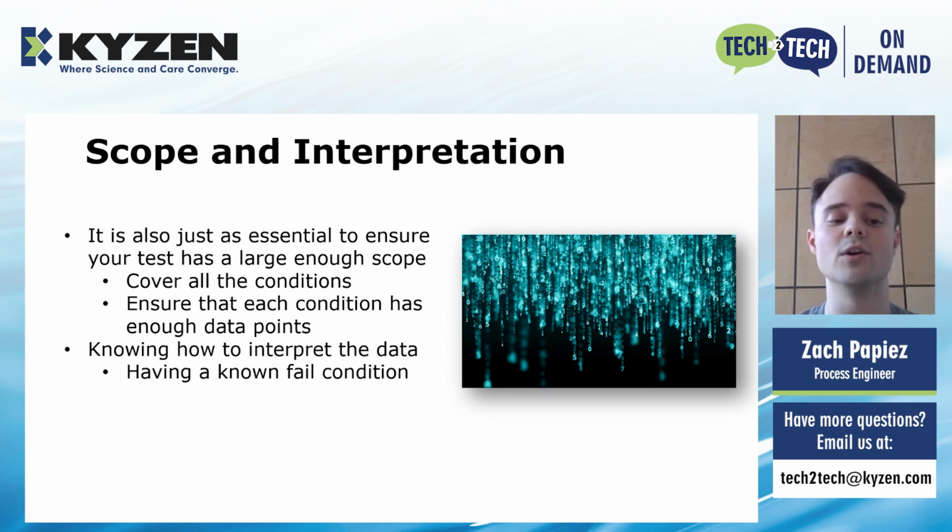This can include having a known fail condition, which can be used to validate the results of your testing. By having a clear understanding of what constitutes a failure, you can ensure that you are able to make informed decisions about how to optimize this process. It is also important to consider the limitations of your testing and how they may impact the results. By taking these factors into account, you can ensure that you're able to make the most of your testing and achieve the best possible outcomes.